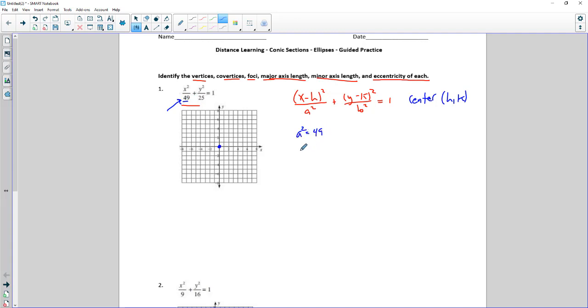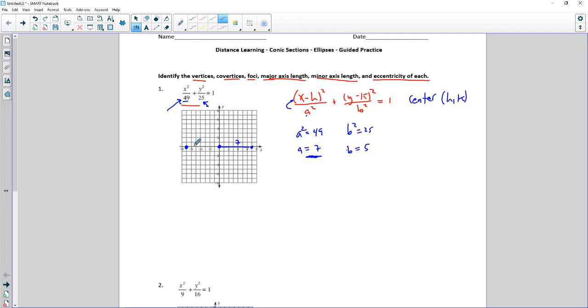So that means a equals the square root of 49, which is 7. The smaller value would be b squared, so b squared in this case is 25, and the square root of that is 5. So this is half the length of your major axis. Since a squared is underneath x, we're going to go from the center 7 to the right and 7 to the left. So I'll go 1, 2, 3, 4, 5, 6, 7 and put a point, and go over here at negative 7 and put a point. So this length right here, we're calling that 7.